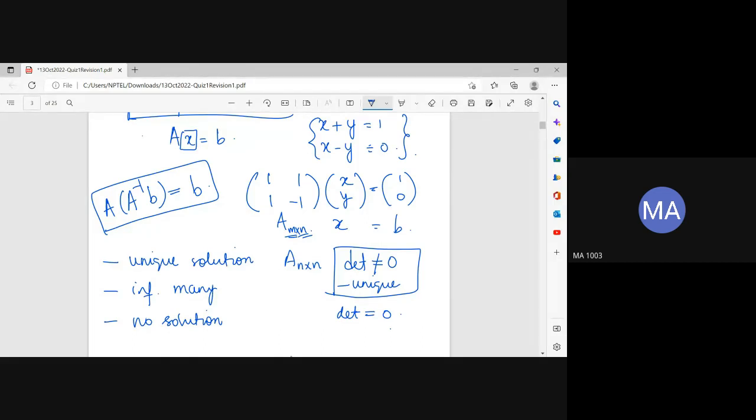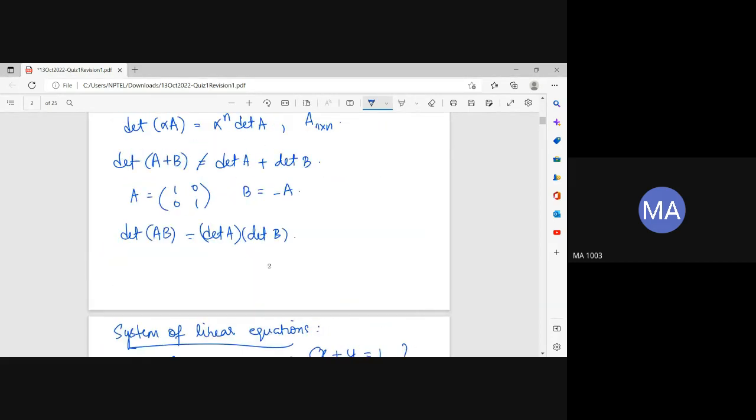So when you have a square system, it's easy: you can just check the determinant. If the determinant is non-zero, you know that there is a unique solution. We didn't discuss inverse. What is the inverse of a matrix? 1 upon determinant of A into adjoint of A. And the inverse exists only when the determinant of A is not equal to 0. When determinant of A is not equal to 0, you call such a matrix an invertible matrix.